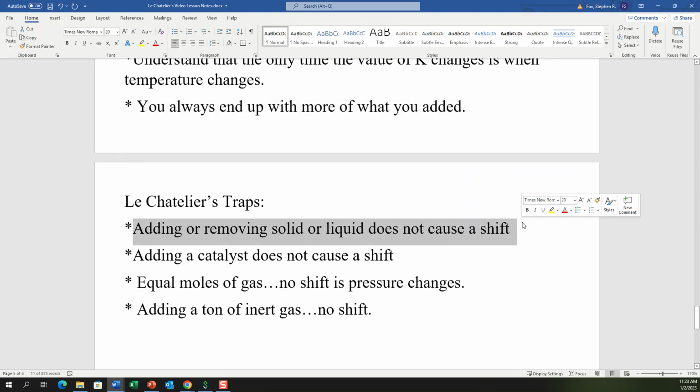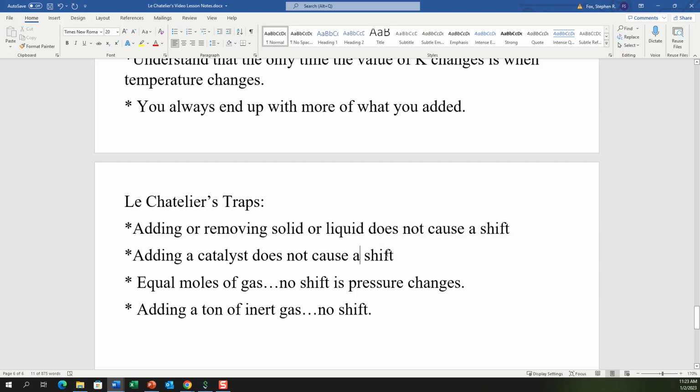The Le Chatelier's tricks: adding or removing solid or liquid doesn't cause a shift. Catalysts don't affect equilibrium. A catalyst increases the rate of reaction, so it increases how fast you get to equilibrium, but a catalyst doesn't change the equilibrium position. If you have equal moles of gas on each side, then there won't be a shift if pressure changes.